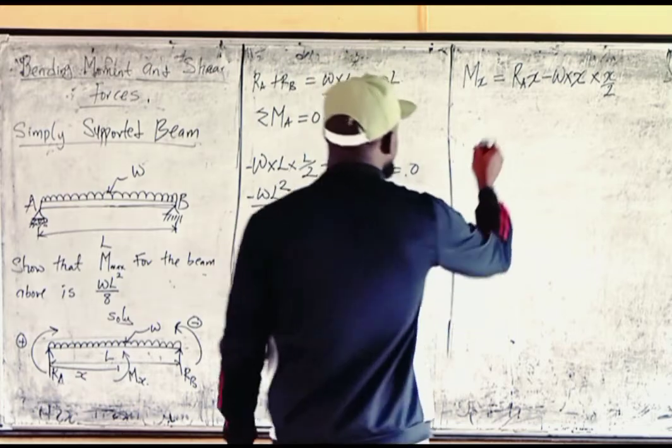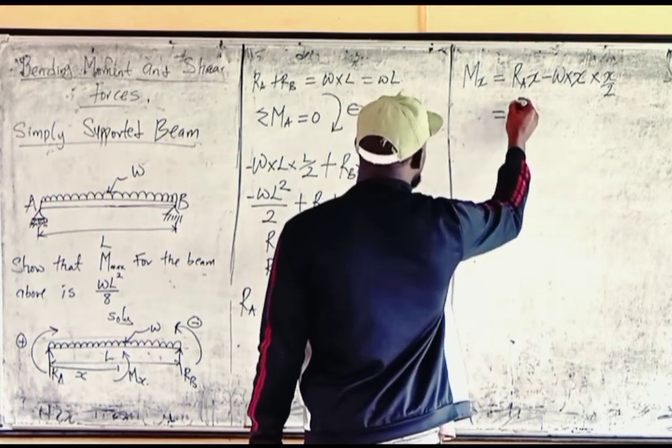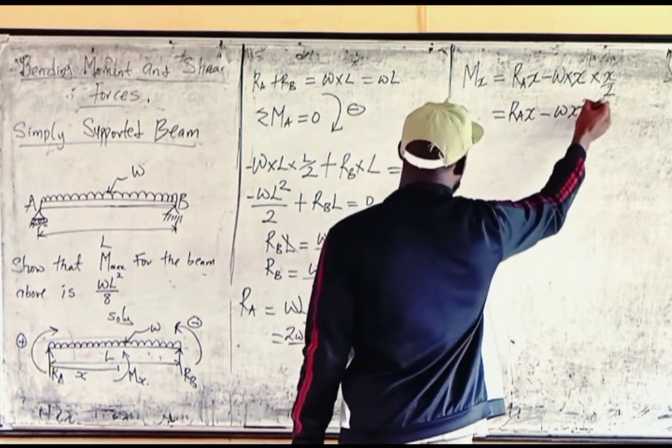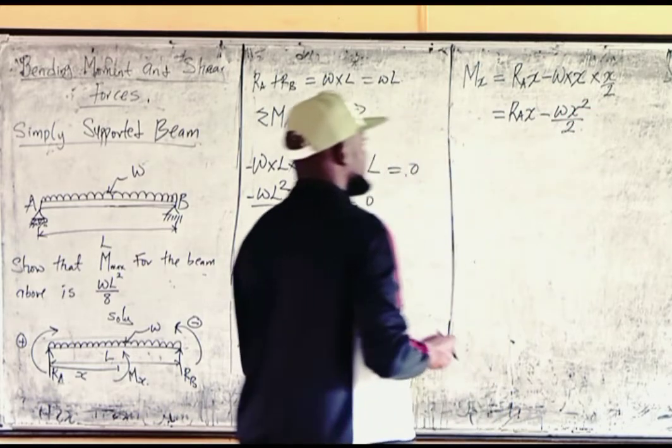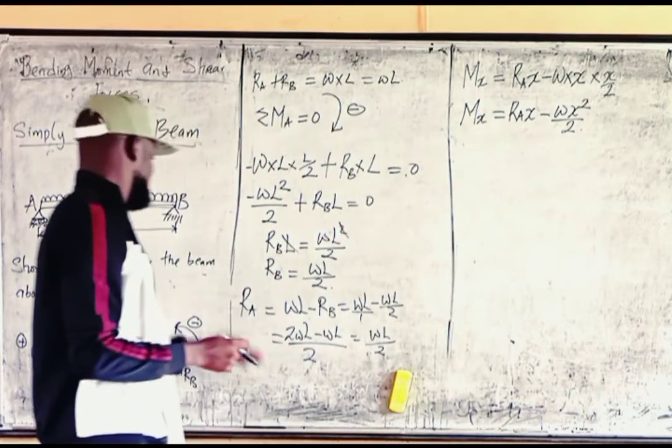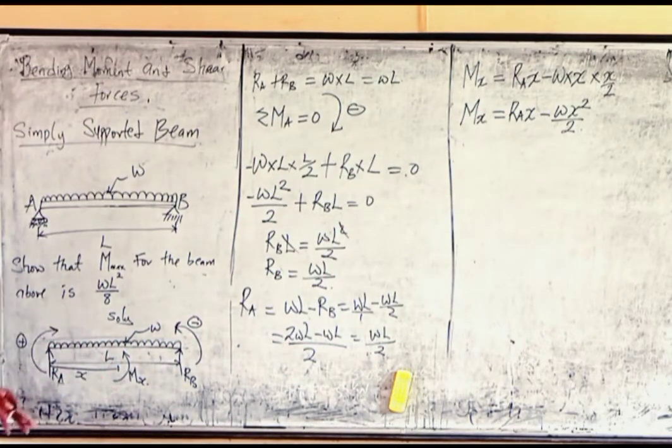So the next thing, we're going to have something like this: R_A x minus W x squared over 2. That's what we're going to have. So this is the moment equation for this simply supported beam about any point x. About any point x. I can ask you what is the moment at x equals 0, that is at this point A.